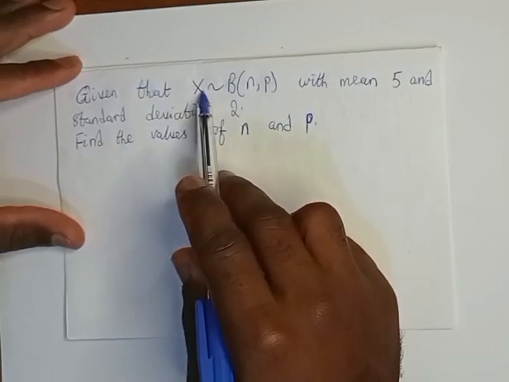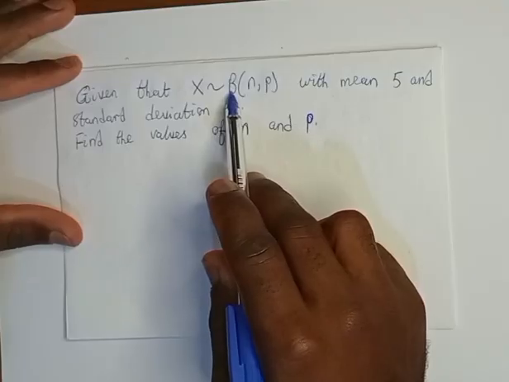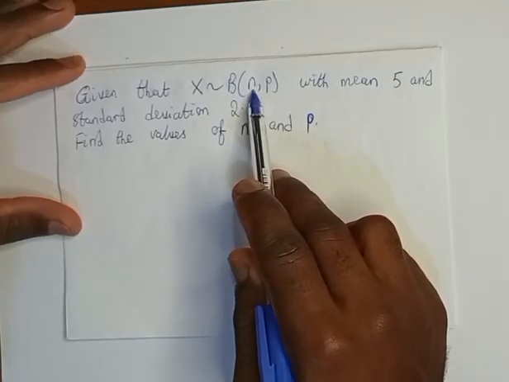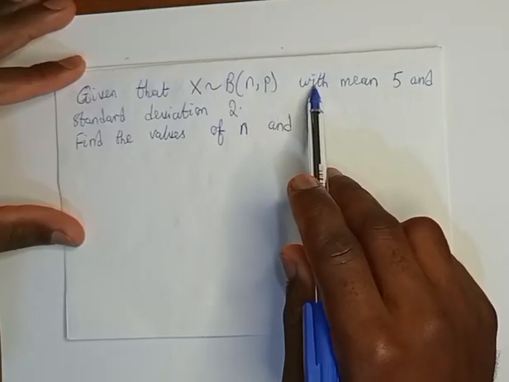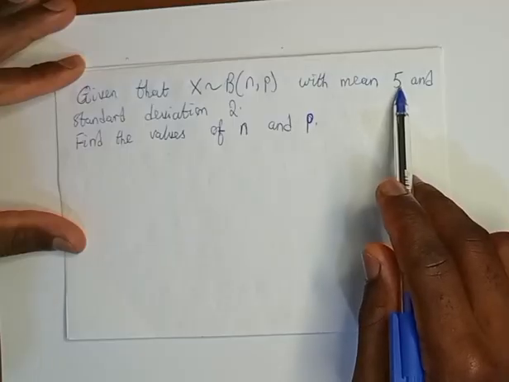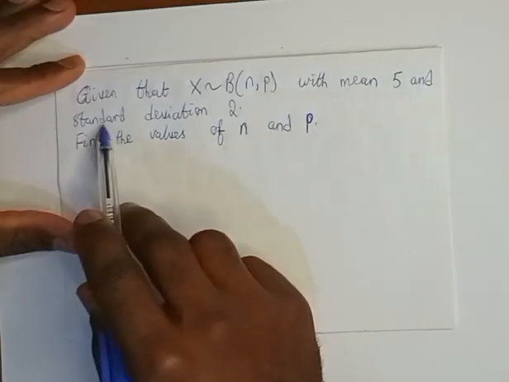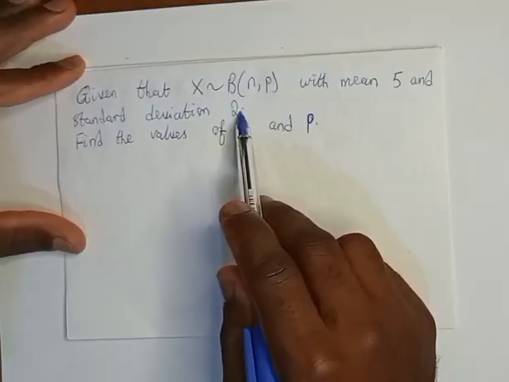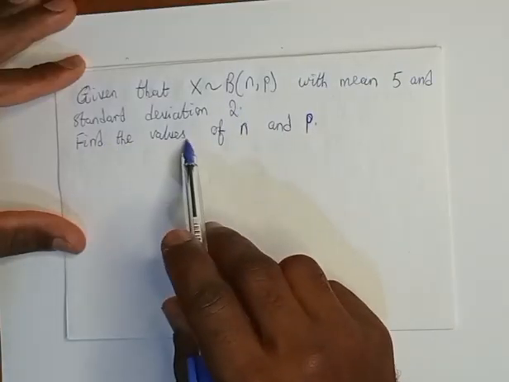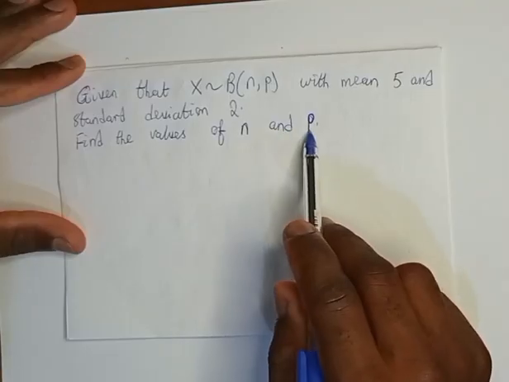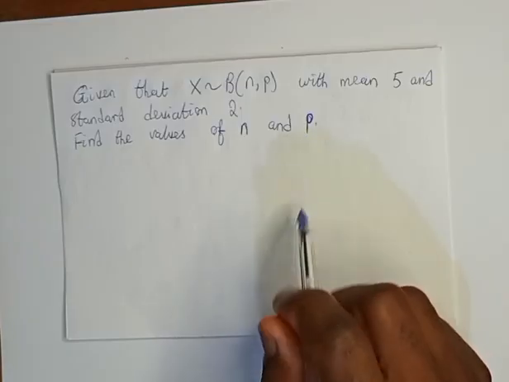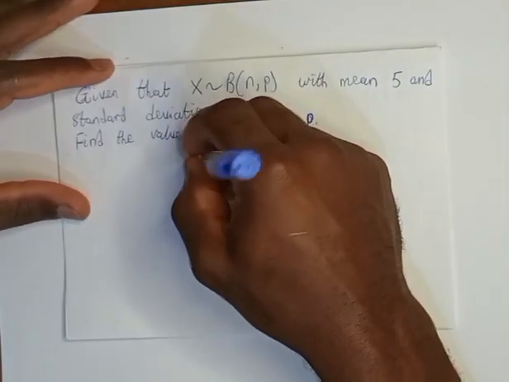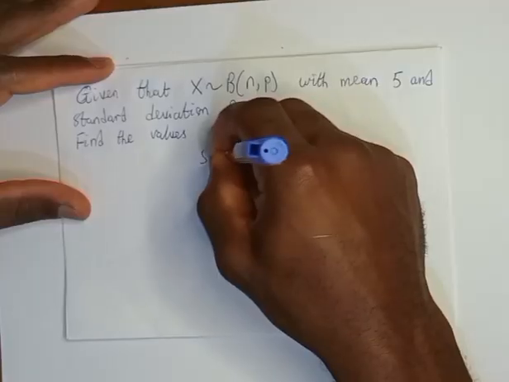Given that X follows a binomial distribution with n trials and probability of success p, with mean 5 and standard deviation 2, find the values of n and p. That means you have to find the number of trials and the probability of success. We take the solution.